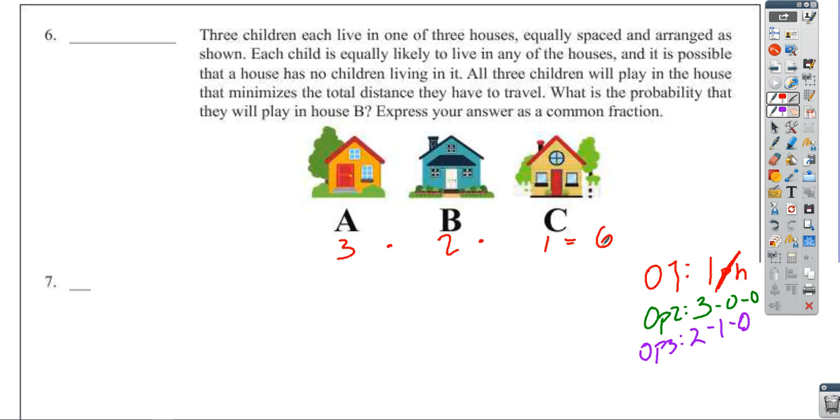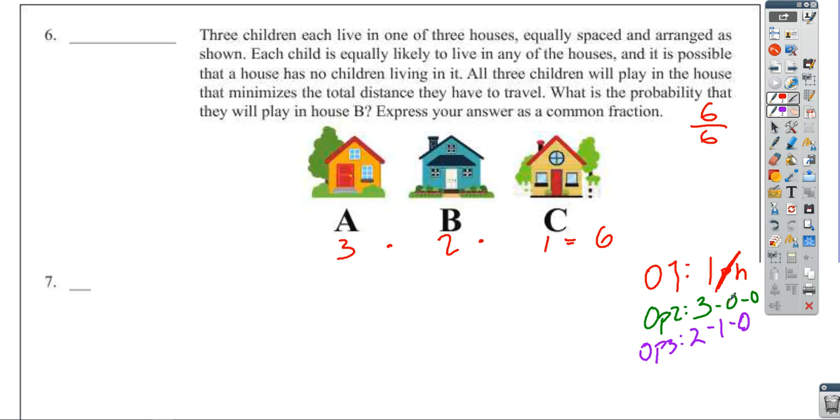Now, in each of these options, house B will be the central house because A and C are 1 block or 1 house away and B doesn't have to move. So that's 6 of 6 options that will end up at house B if we have 1 person in each house. There's 6 different options, and each one of them is going to end up in house B.